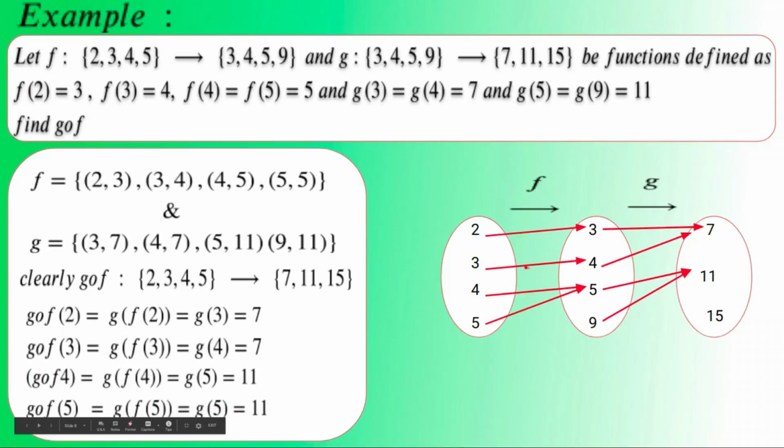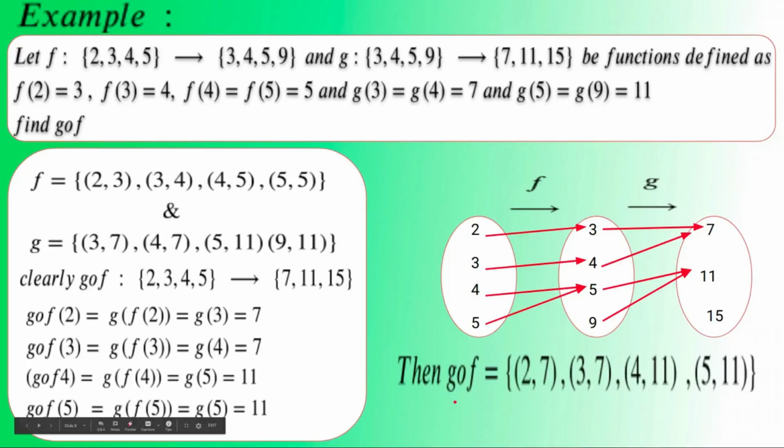ഇവിടെ കാണാൻ പറ്റുന്നു. ആ ഫിഗർ വളരെ ഈസി ആയിട്ട് നമുക്കത് എടുക്കാനും പറ്റും. Then ഇതാണ് 2, 3, 4, 5ന്റെ G composition f image. So G composition f can be taken as ordered pairs (2, 7), (3, 7), (4, 11) and (5, 11) like that. Okay. Next problem.